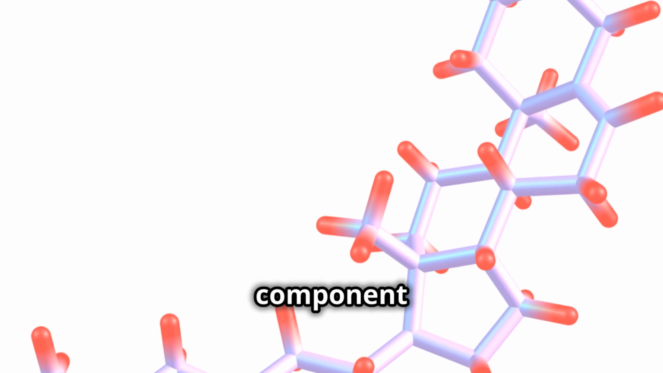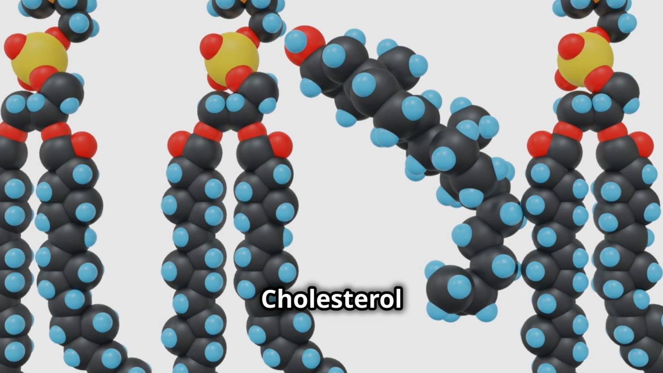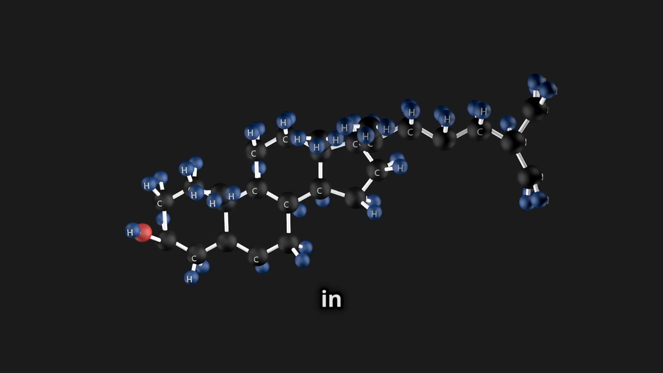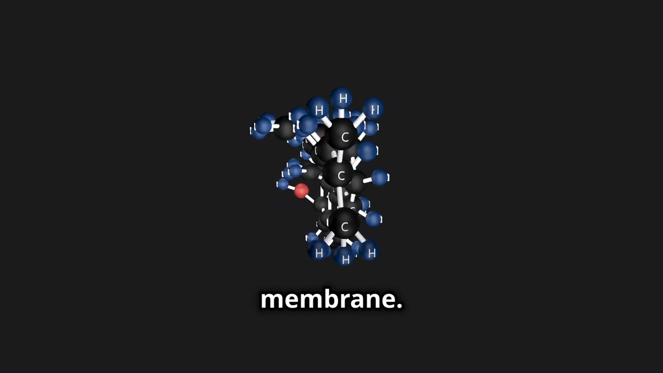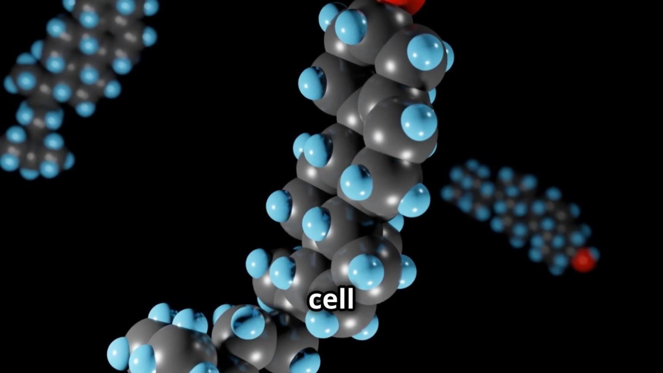Another important component of the cell membrane is cholesterol. Cholesterol is a type of lipid. It fits in between the phospholipids in the membrane. Cholesterol acts as a kind of buffer for the cell membrane.